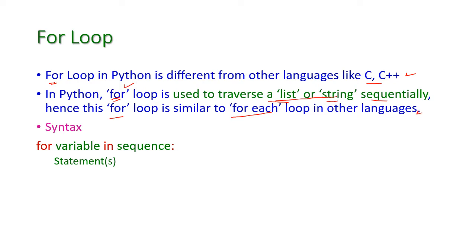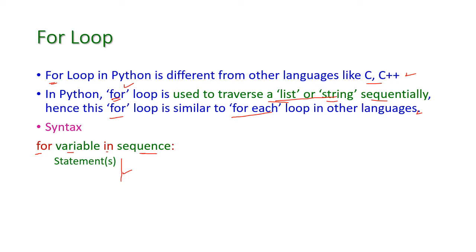Now let us see the syntax for the for loop. Here, for followed by a variable in sequence. This sequence contains an array of data. It may be a list, a tuple, a string or a dictionary, whatever it may be. This is followed by a single statement or a list of statements. So this is the syntax of the for loop.